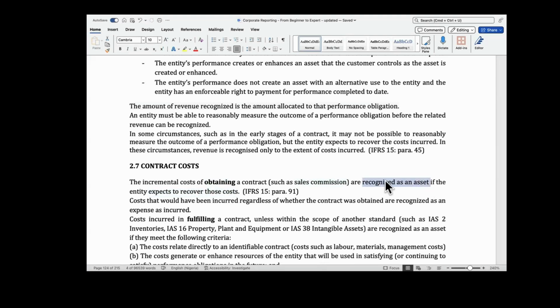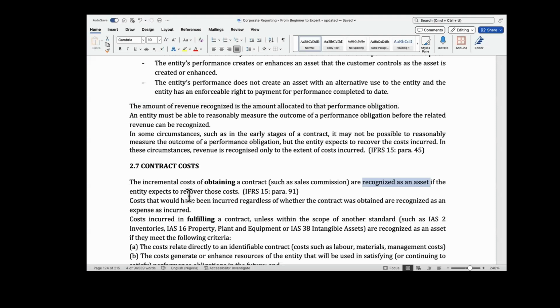But if you incur costs in obtaining a contract, and it is a cost you will have incurred whether the contract is obtained or not, you still have to incur it, whether you have to pick up a form or something like that. So it's an unavoidable cost as far as the contract is concerned. Whether you get the contract or not, you still incur it. So that one, just expense them.